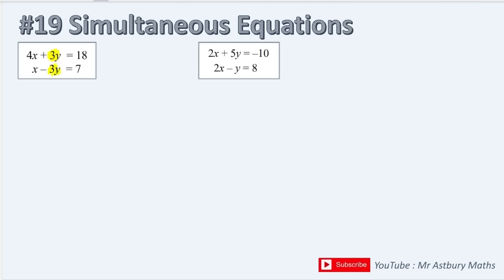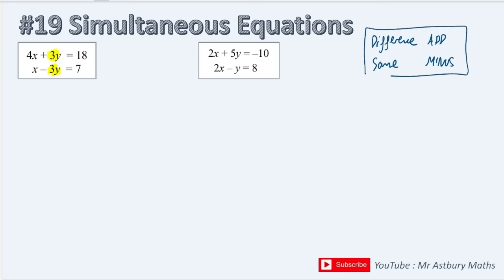The signs are different. And when the signs are different, we add the two equations. When the signs are the same, we minus the two equations. So really important you know that. Okay, signs are different, we add the equation. So we just write a plus sign there, a line there, and we get 4 plus 1 is equal to 5x. These two will cancel out perfectly, and we get 18 plus 7 is 25. Divide through by 5 gives us x is equal to 5.